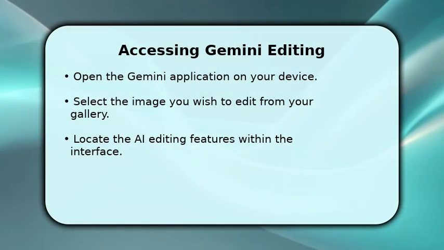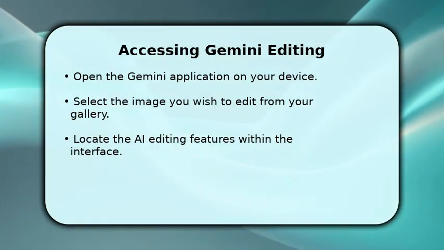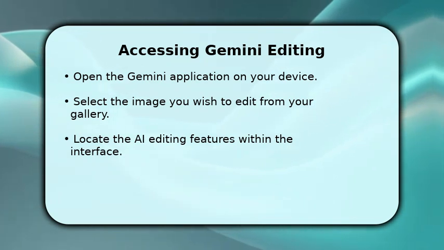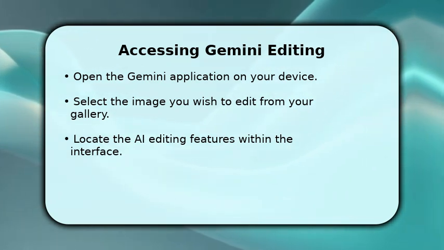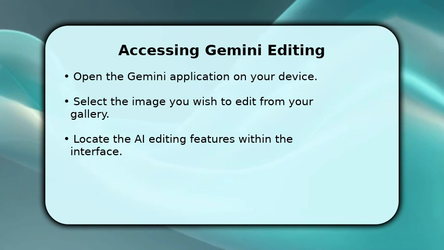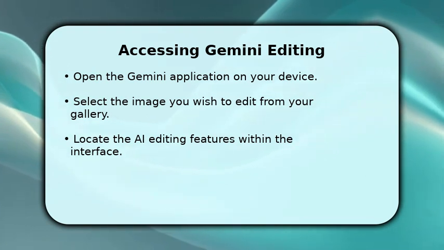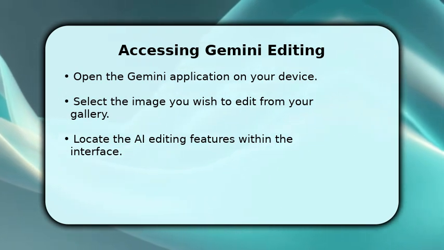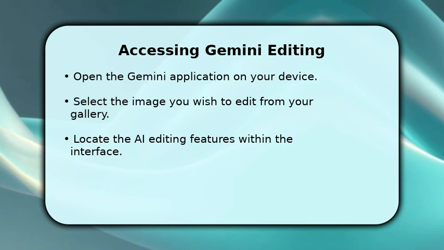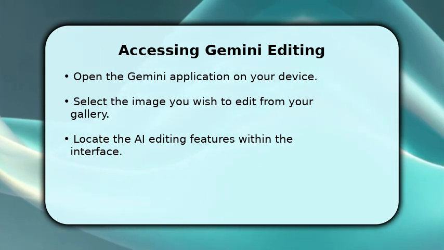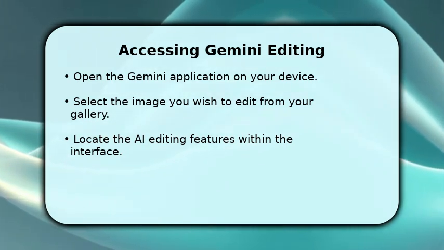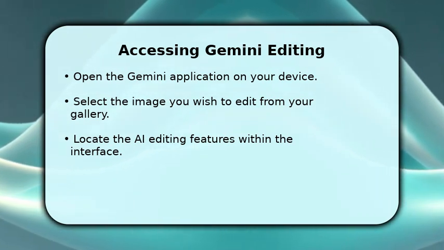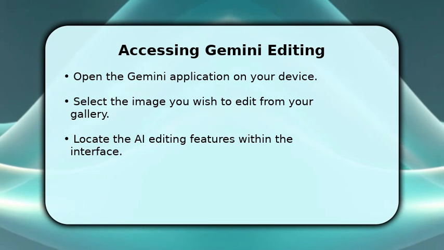To begin, simply open the Gemini application on your smartphone or computer. Once launched, navigate to your photo gallery and select the image you'd like to enhance. Look for the dedicated AI editing section, usually marked with an icon that suggests intelligence or magic. A stable internet connection is crucial for Gemini to access its cloud-based AI capabilities, ensuring all features function smoothly and efficiently for your editing tasks.